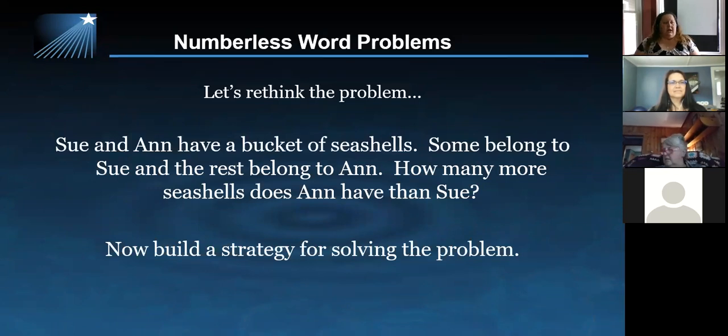So we start talking about this problem. We might act it out if we needed to for students to understand what's going on. I might have some blocks and say, here's what we have. If Sue has this group and Anne has this group, I still want to know how many more does Anne have than Sue. So we'd have to figure out a strategy, and soon we realize that it's more than just figuring out how many does each person have. We're subtracting what each person has to give us the solution.